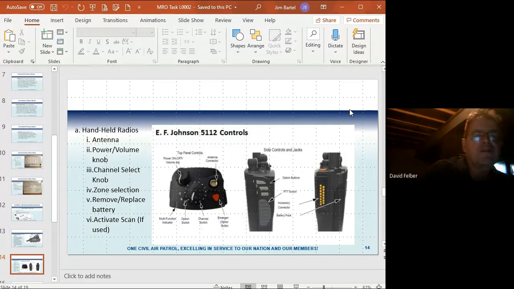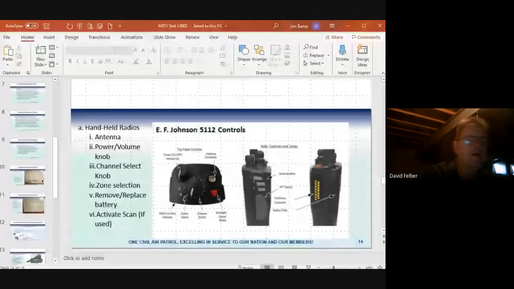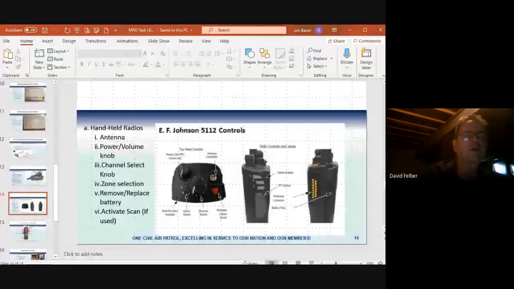Okay, the Johnson 5112. Been a long time since I've seen one. But anyway, here's a diagram of the controls. Again, this was covered in ICUT. If you're handed one of these and you haven't seen one in a while, before you head off with it and try to operate, ask for a refresher on it. Again, the antenna connection, power volume control knob, the channel select knob to select the zone and the channel. Always make sure the batteries are charged before you head out with one of these.